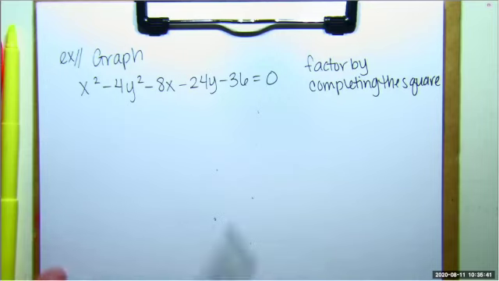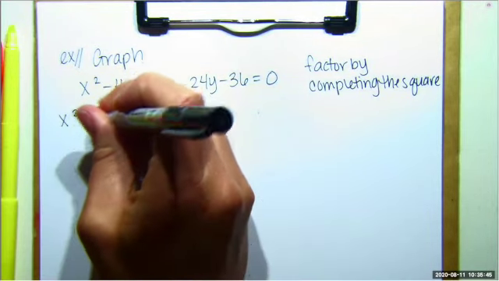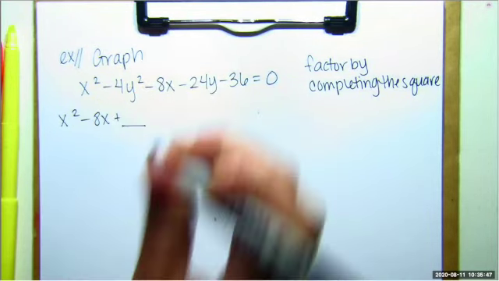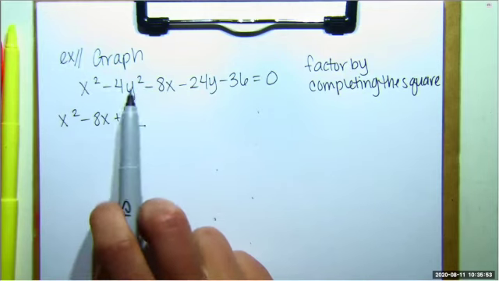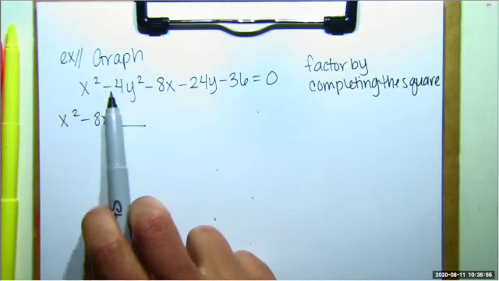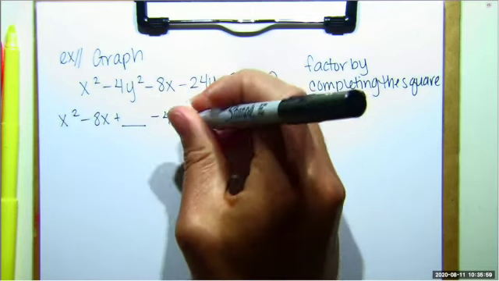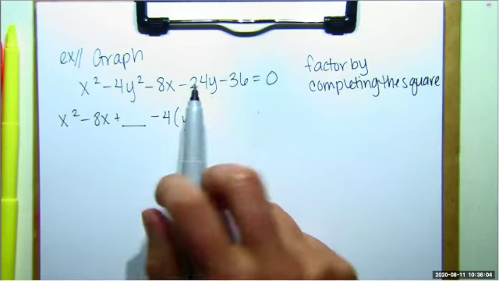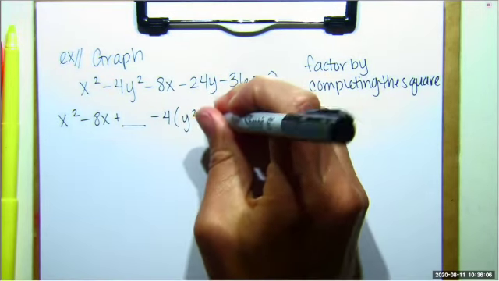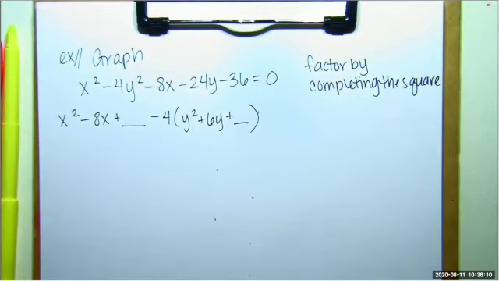So the first thing we want to do is write our x terms together. So I'm going to write x squared minus 8x. To complete the square, we're going to need to add a blank, so I'm going to put a plus blank here. Next up, I want to write my y terms, and I'm going to factor out this -4 in front of the y squared. So I'm going to write -4, and my y term here was y squared. If I pull out -4 from -24, that leaves me with plus 6y. Now I'm going to complete the square, so I'm going to put plus a blank here.